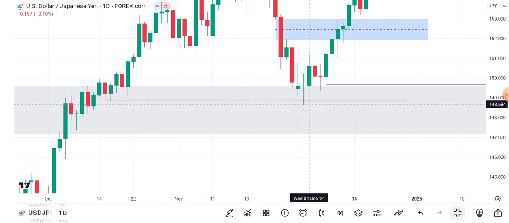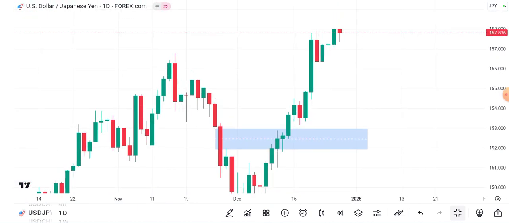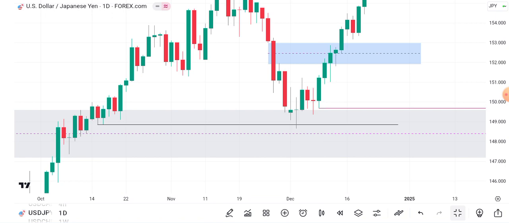So price in fact came into it just as we have seen here, and then you can see that price entered into it, and then we'll see that after then price began to shoot higher. Look at how much price has gone. So this was the 3rd of December, price entered into it and then began to change direction. So let's go to 4 hours.